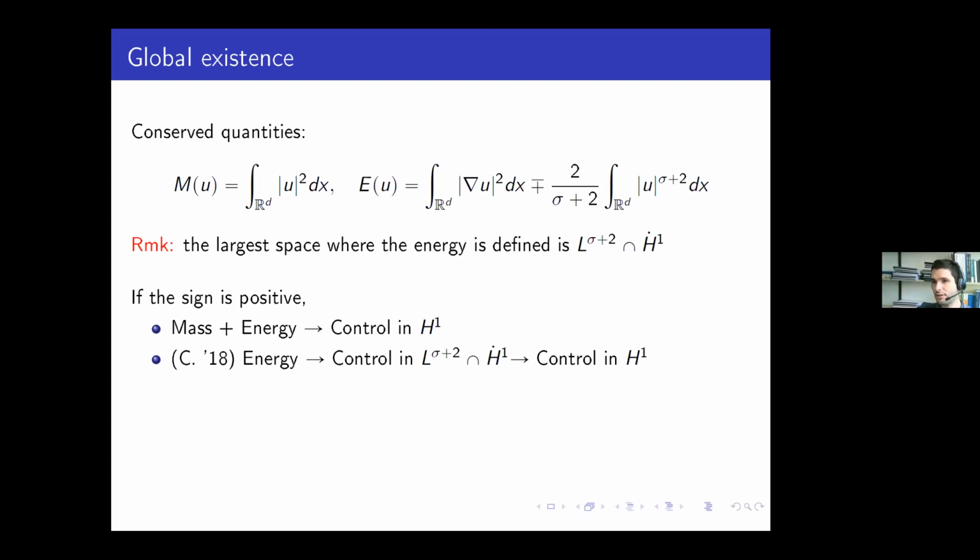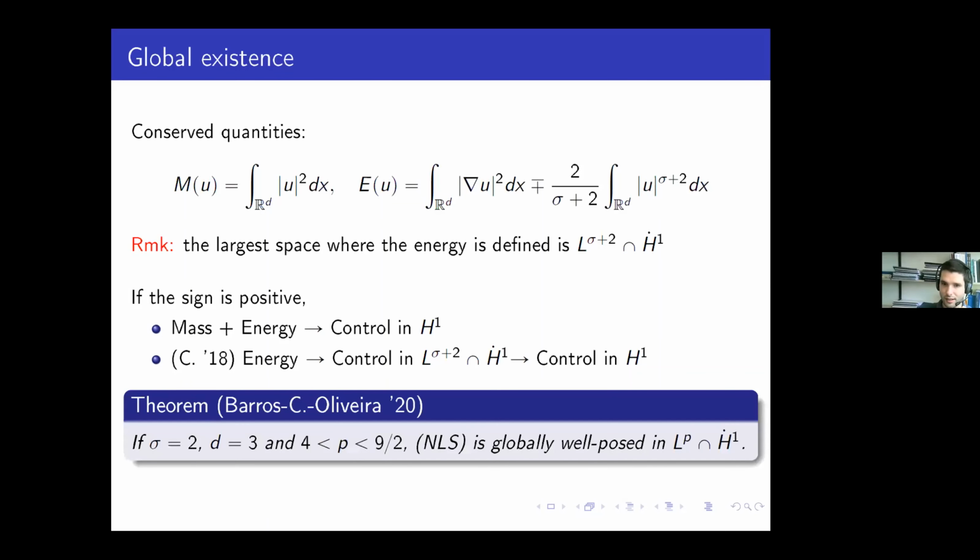It seems a bit hopeless, but actually you can, at least we've done it for a very specific case, which is the following. For the cubic nonlinearity, sigma equal to 2, in dimension 3, if the p from the L^p space is between 4 and 9/2, and notice that sigma is 2, so sigma plus 2 is exactly 4. So we are above sigma plus 2, so we do not have the energy well defined. But still we can show that the nonlinear evolution is globally well posed in this space.